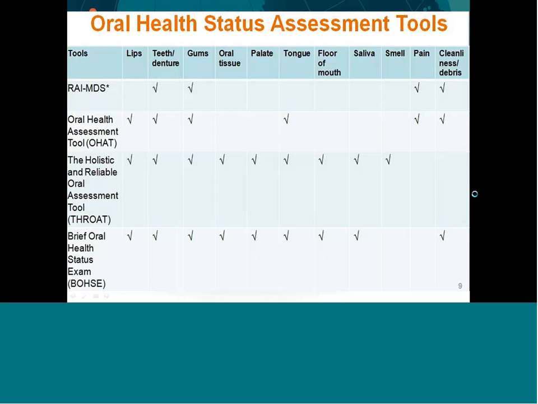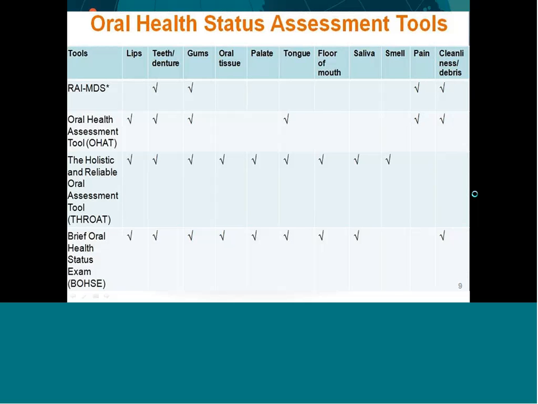So what this slide is showing is an overview of the various standardized oral health assessment tools that are validated for use in long-term care. And just a little side note, these tools have, for the most part, been validated in just small sample sizes, but they have been validated in long-term care. The assessment tools are down the left-hand column, which include the RIMDS, the OHAT, the THROAT, and the Brief Oral Health Status Exam. And across the top are the components of the oral cavity that should be assessed.